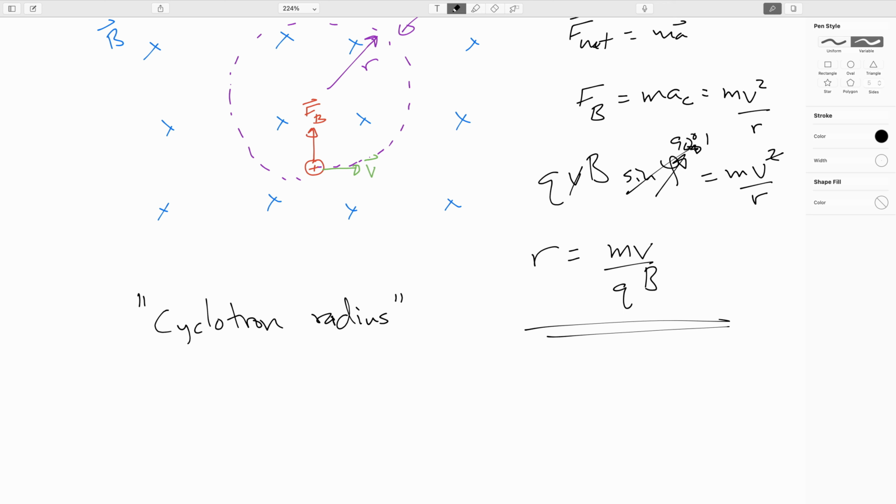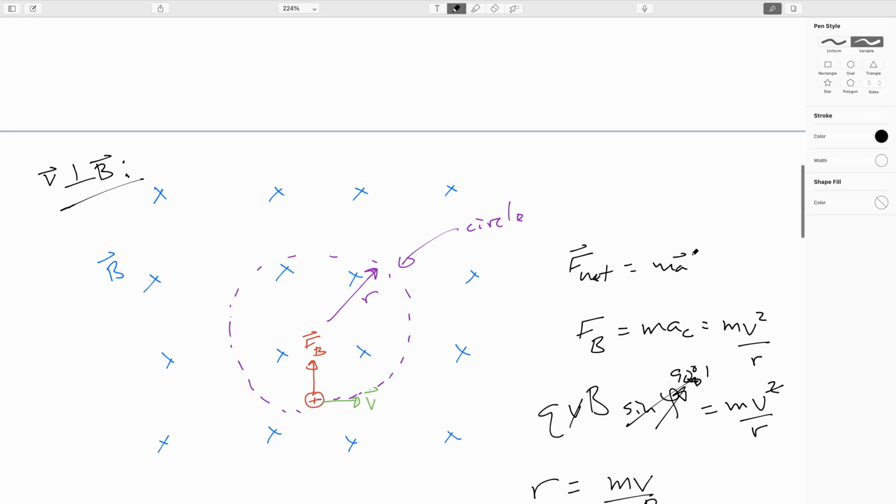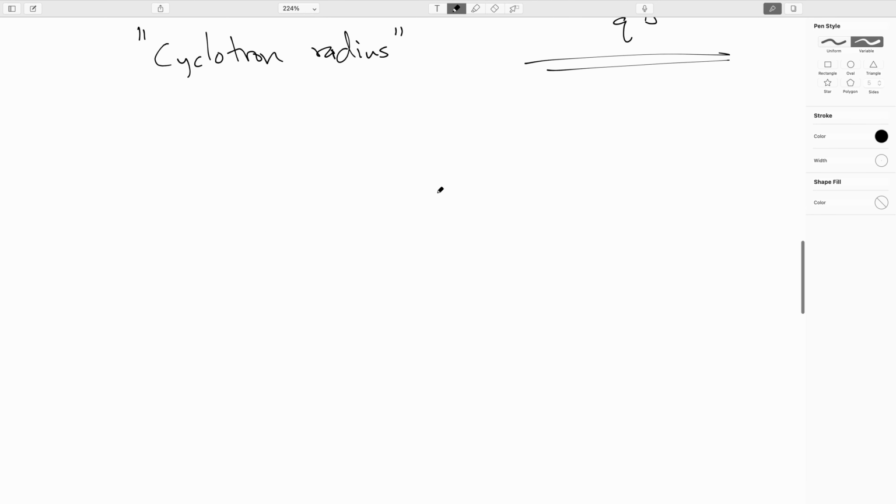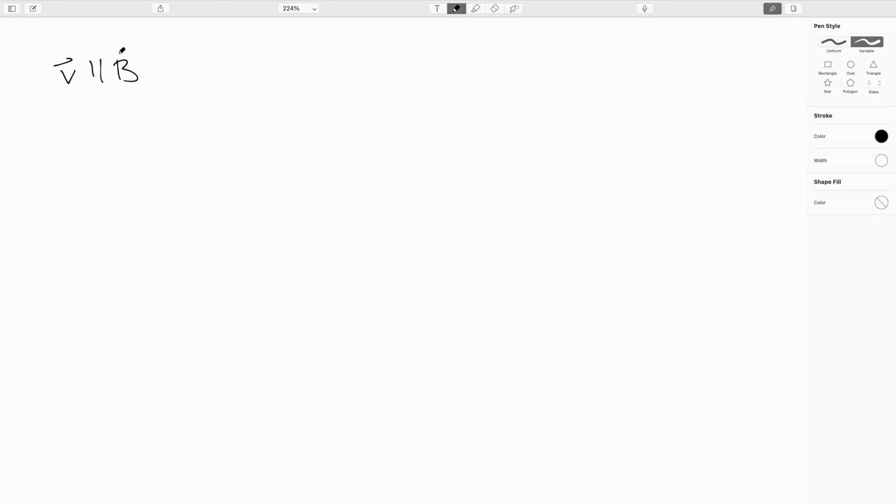All right, so we took a look at the case of the velocity and the magnetic field being perpendicular. What kind of a trajectory would you have if the velocity and the magnetic field are parallel or anti-parallel? So I'm including in here both the possibility that they are directed in the same direction or exactly 180 degrees apart. What kind of motion do you have in that case? Go ahead, pause the video, and get back with me.